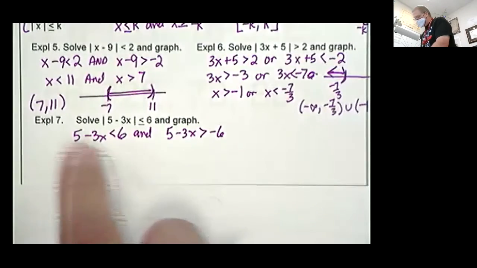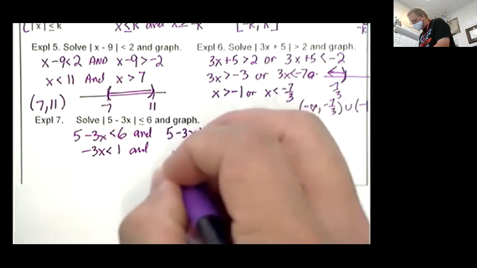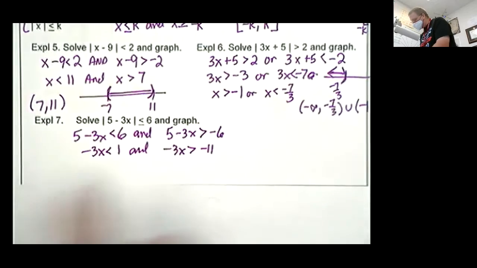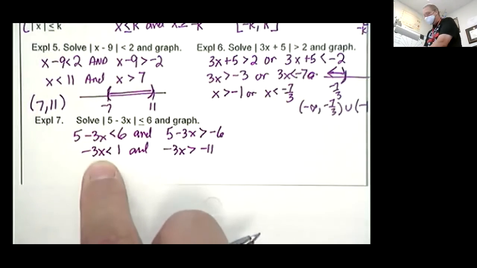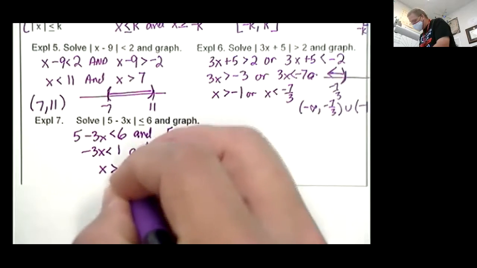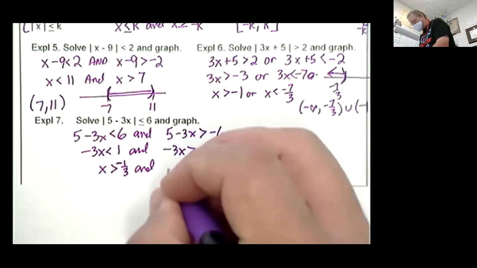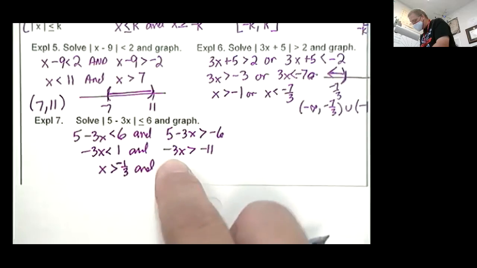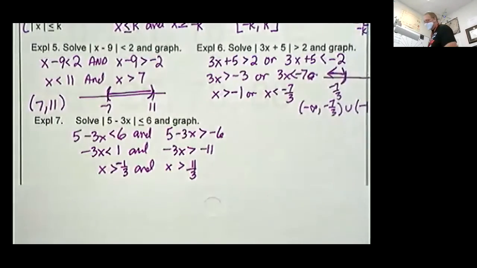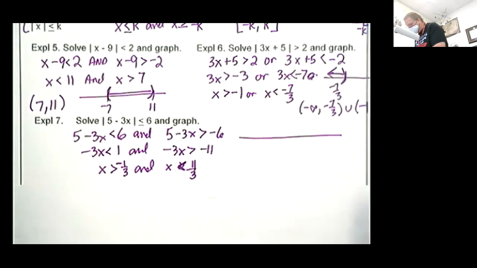And we're solving. Subtract 5: negative 3x is less than 1, and negative 3x is greater than negative 11. Solve, divide by negative 3. Notice what's going to happen. These are going to flip. So x is now greater than negative 1/3, and it's still an and graph. When I divide by the negative 3, the negatives cancel, x is less than 11/3. Because I divided by a negative, I have to flip. Ooh, almost missed that. What's that graph look like?